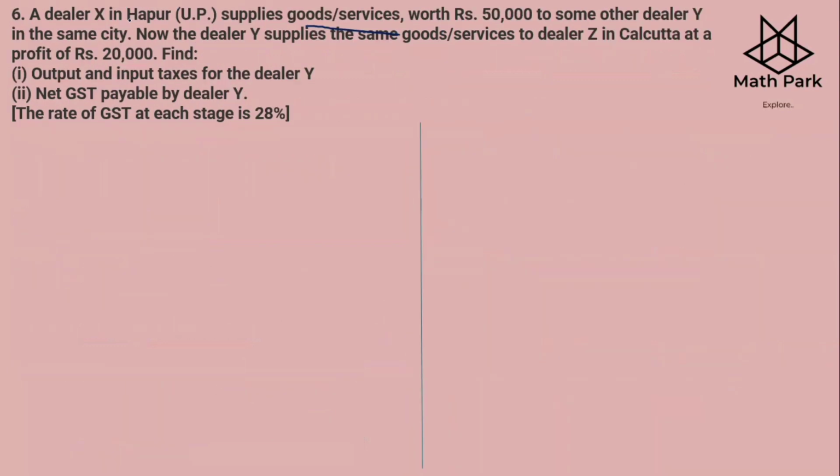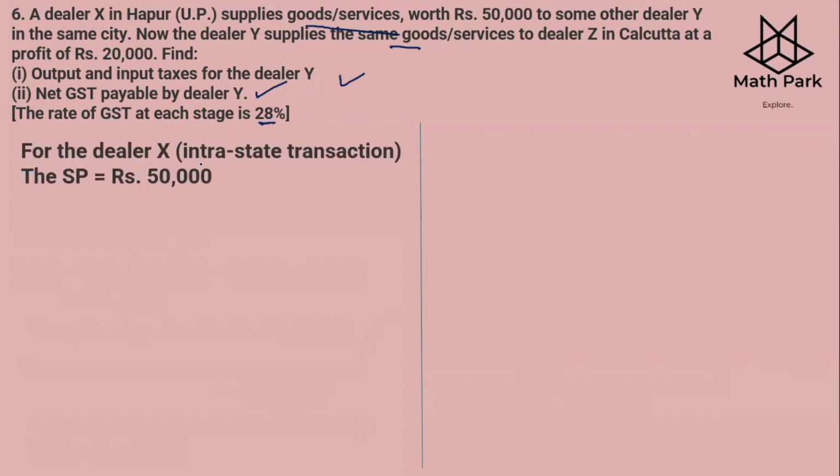A dealer X in Hapur, UP supplies goods services worth rupees 50,000 to some other dealer Y in the same city. Now the dealer Y supplies the same goods to the dealer Z in Kolkata at the profit of 20,000. Find the output and input taxes for dealer Y, the net GST payable by dealer Y, and the rate of GST at each stage is 28%.